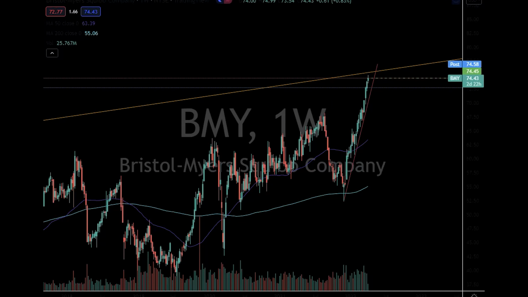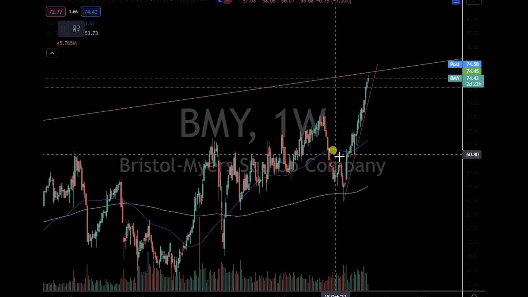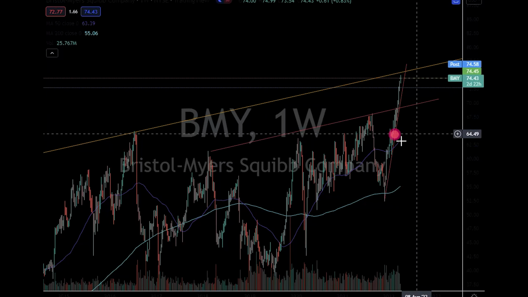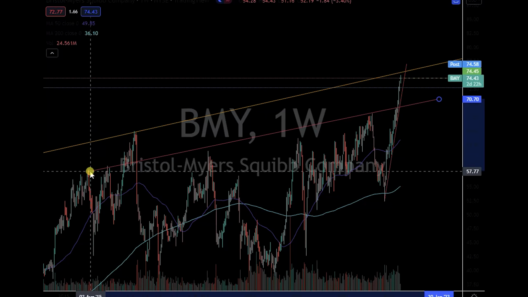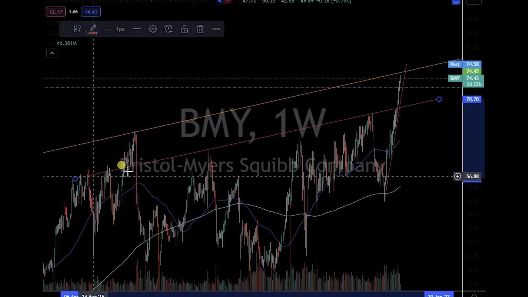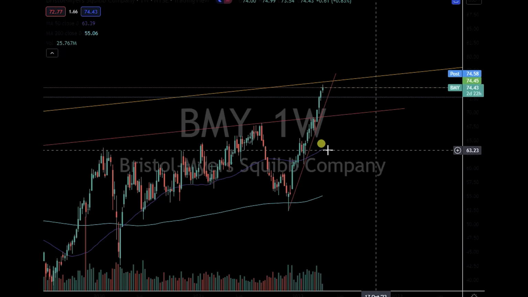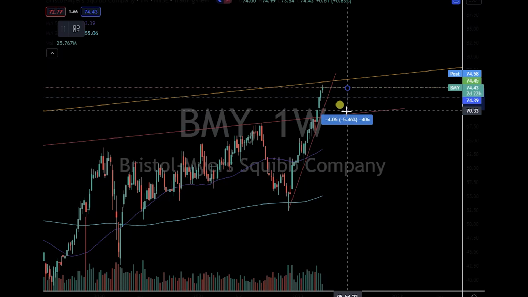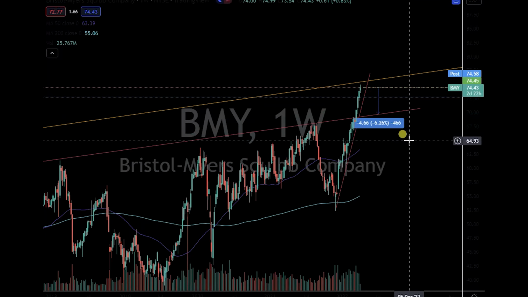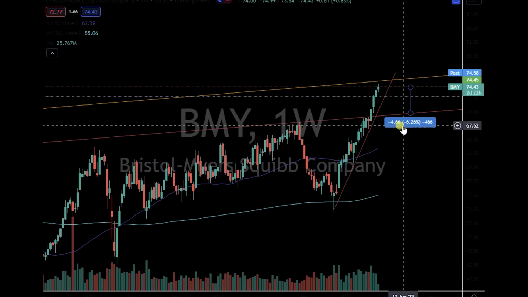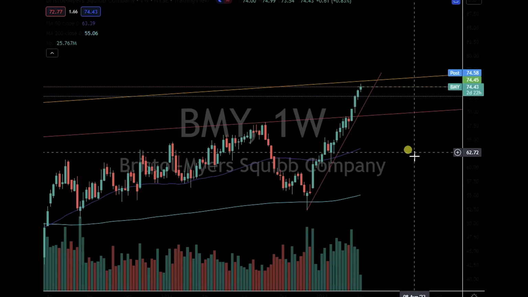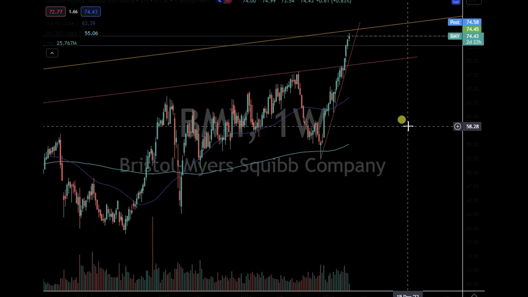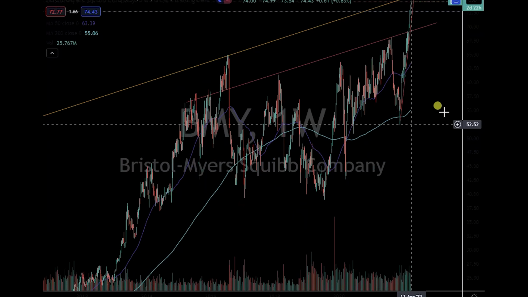So we do expect a pullback in BMY. Where can we expect a pullback? I think the first area will be in and around here, connecting these multiple trend lines. You can even bring it back into here. So you have lots of support coming in there. From our level, if it was to fall, that would be a nice 6% in the bag that we can easily take off the table. Ultimately, I do think you head even lower than that. That'll just be your first level of support where you could expect a bounce.